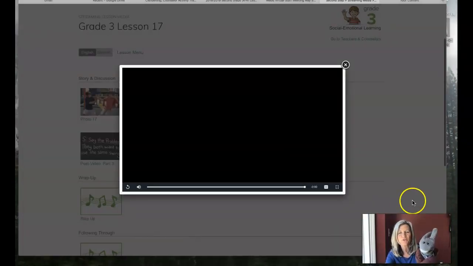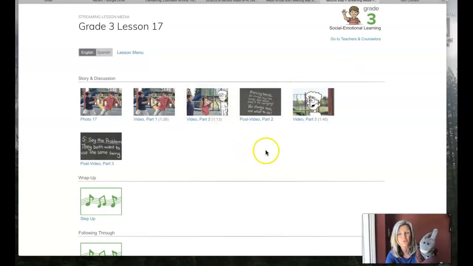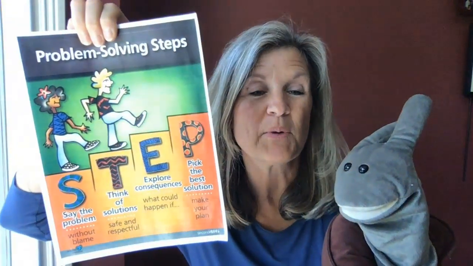Uh-oh, so Snail, you can tell that those friends were having a problem with each other, weren't they? Yeah, they sure were. Wow. It looked like they were going to have a fight. Yep, and I hope they don't. So remember our steps. We have to remember to be able to say the problem without blaming each other.